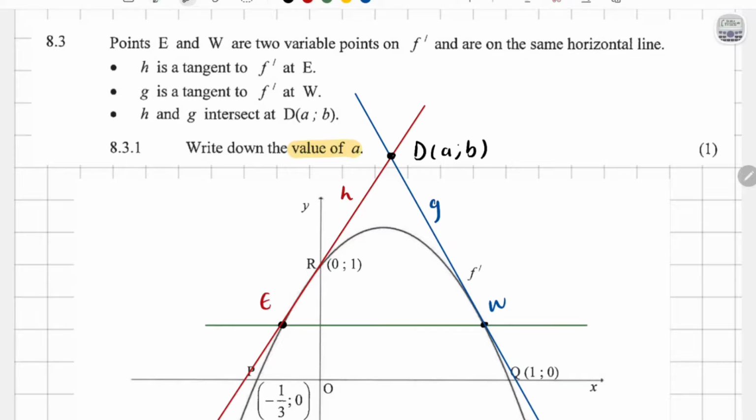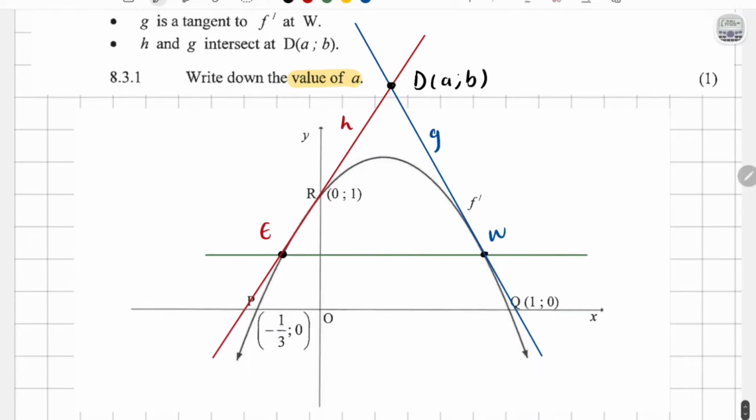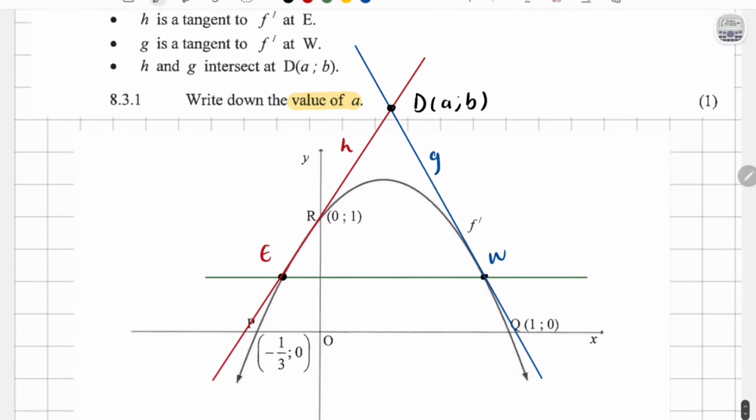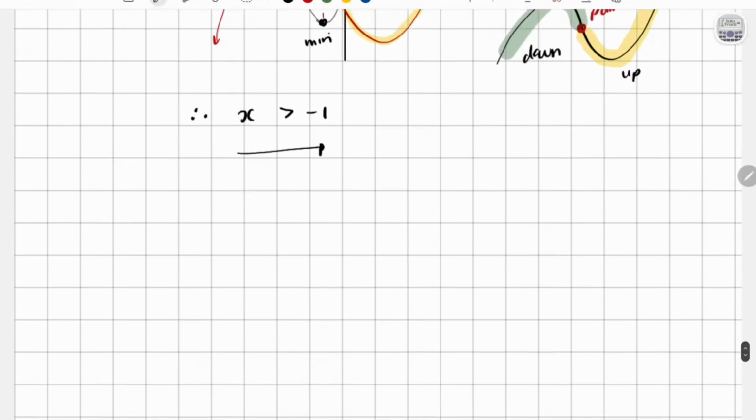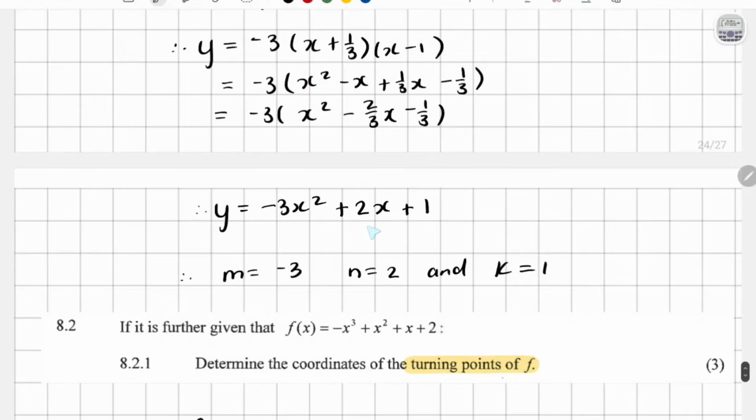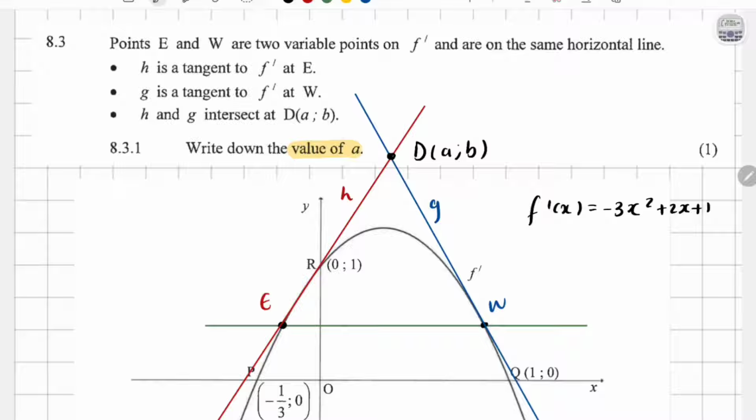So this doesn't seem that bad, given that we already know what the equation of f prime of x is. Remember that f prime of x is equal to, honestly I forgot what it was equal to. Let me just see what it is equal to again. Okay, it was equal to this because we found the equation of it. Let's also look at the other information that they gave us.